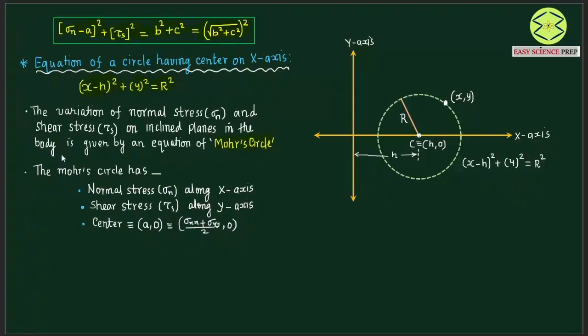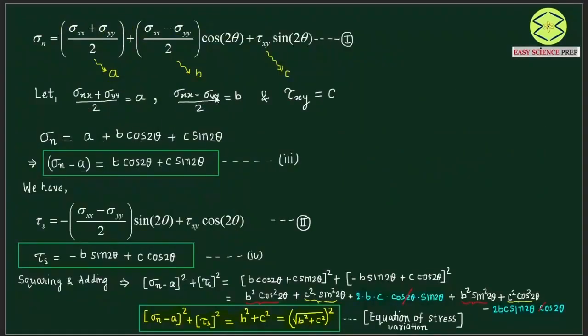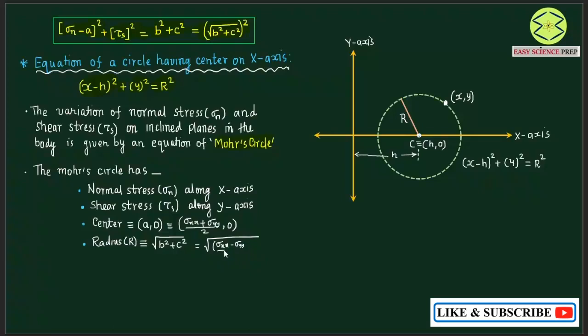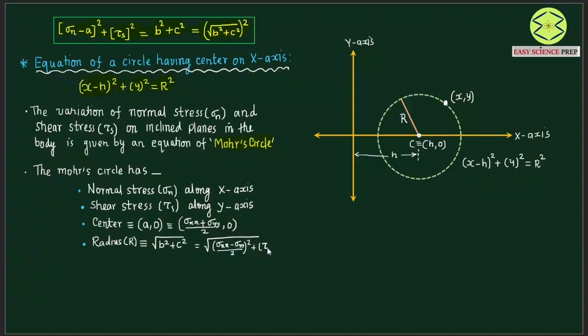What about the radius of the Mohr circle? Here the radius is r, while here the radius is the square root of b square plus c square. So the radius r of the Mohr circle is going to be the square root of b square plus c square. Now we have taken the value of b as sigma xx minus sigma yy by 2 and c as tau xy. So we can put the corresponding values: sigma xx minus sigma yy by 2 the whole square plus tau xy the whole square.